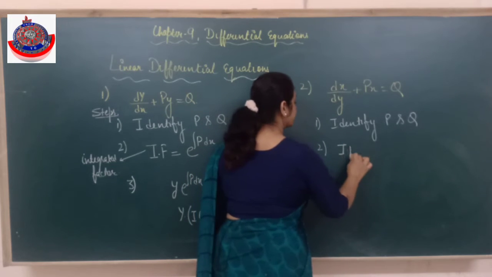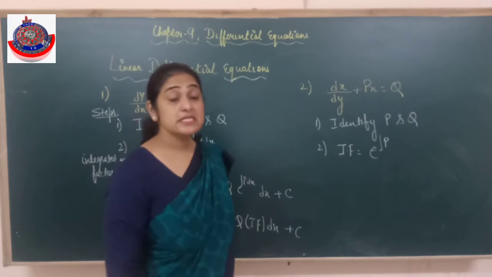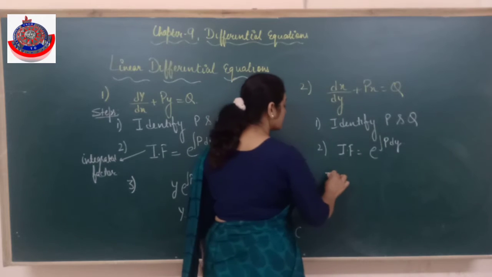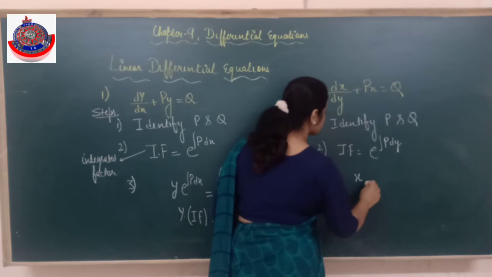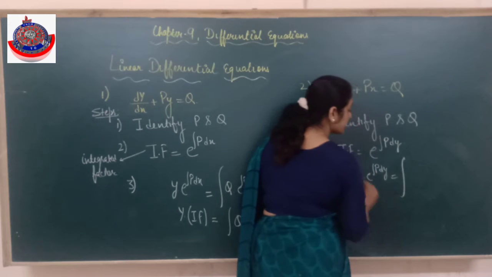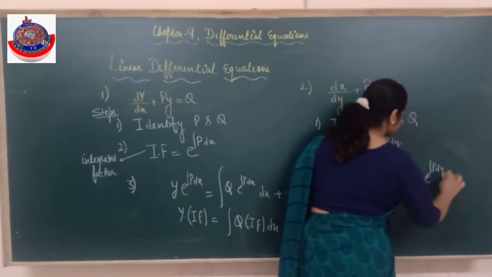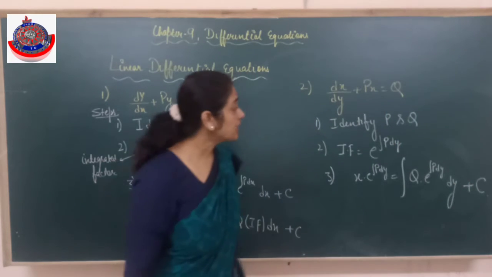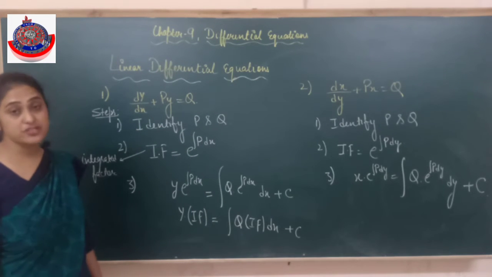Find the integrating factor, that is e raised to the power integration of p. p को integrate करना है, but p is either a constant or a function of y, so it has to be integrated with respect to y. Third step, the final step: now because it was p, now it will be x into integrating factor is equal to integration of q into integrating factor with respect to y plus c. Is this clear? These are the steps we are going to follow to integrate linear differential equations.